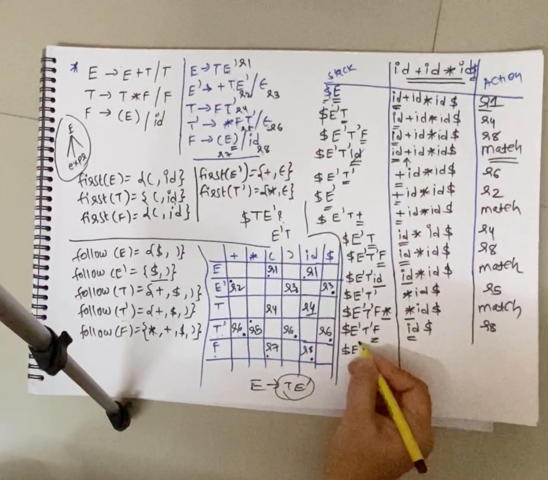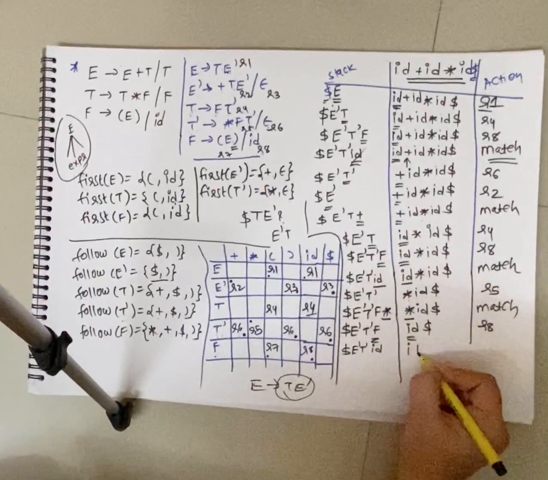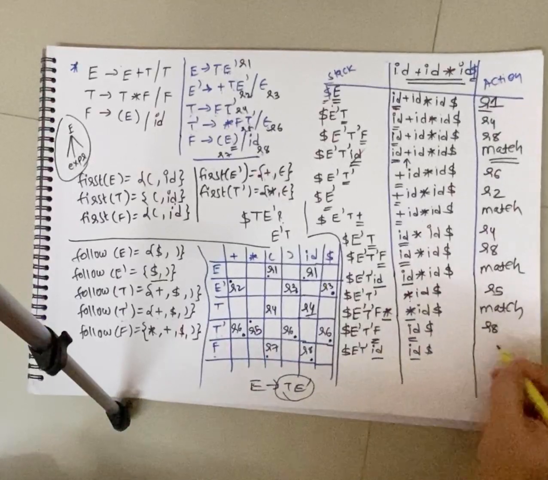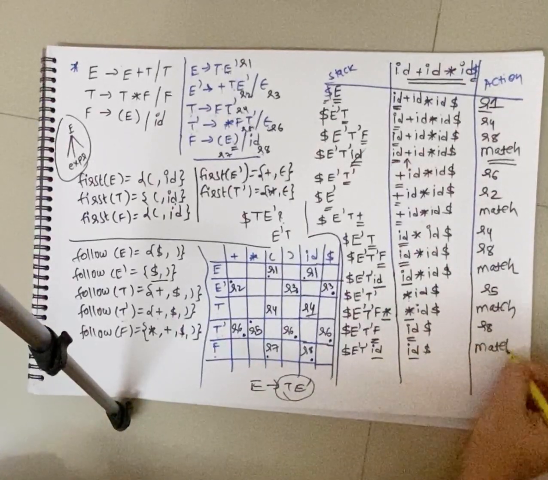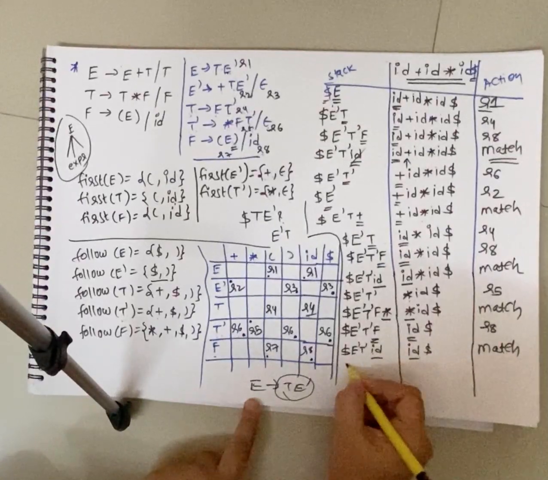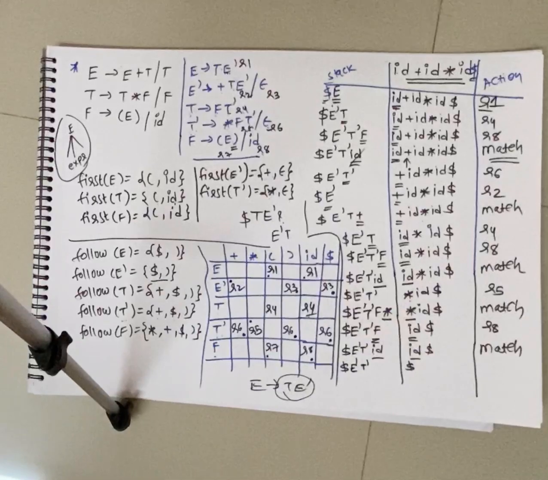So E dash, T dash will remain as it is. F is popped, ID is pushed. ID dollar. Now top of the stack and current input symbol, they are declaring a match. And hence this pop will be performed and current input symbol will be incremented by 1. So we have only dollar here.